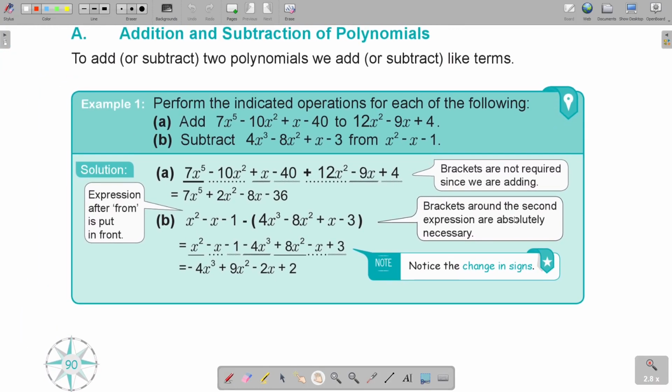Perform the indicated operation. So it's just adding. It's more difficult, but I just put a plus in between. Brackets are not required since we are adding. As soon as we subtract, we must put brackets. But that's not for this one.